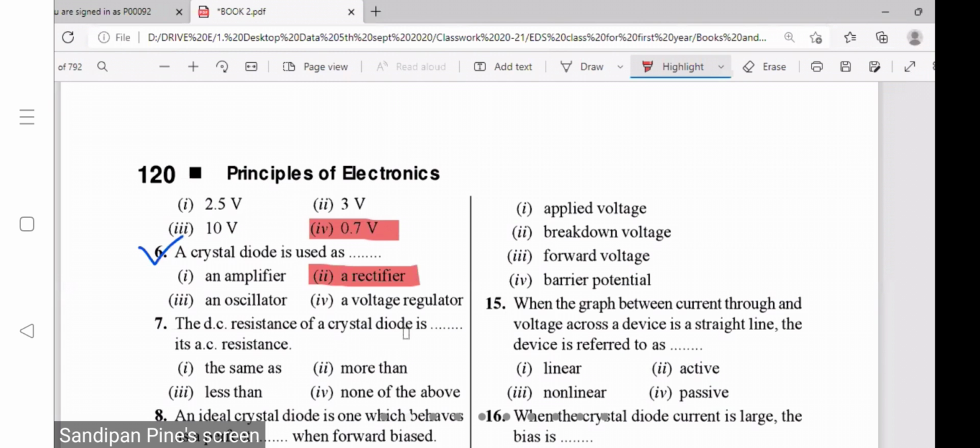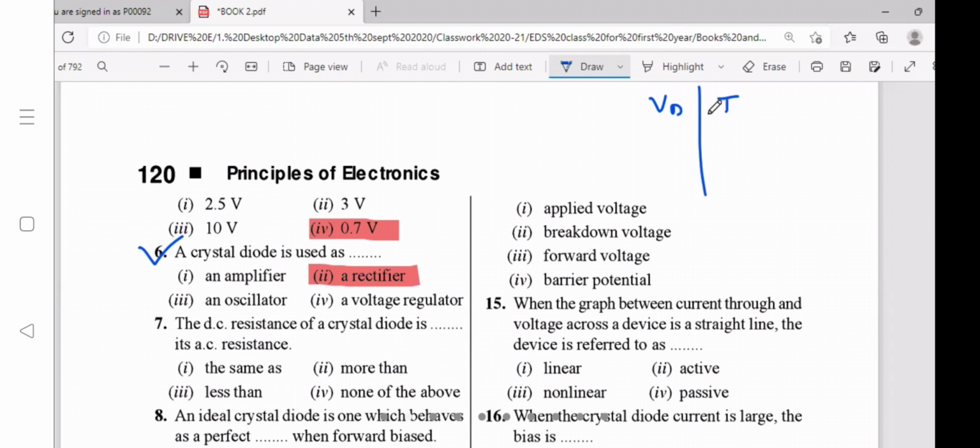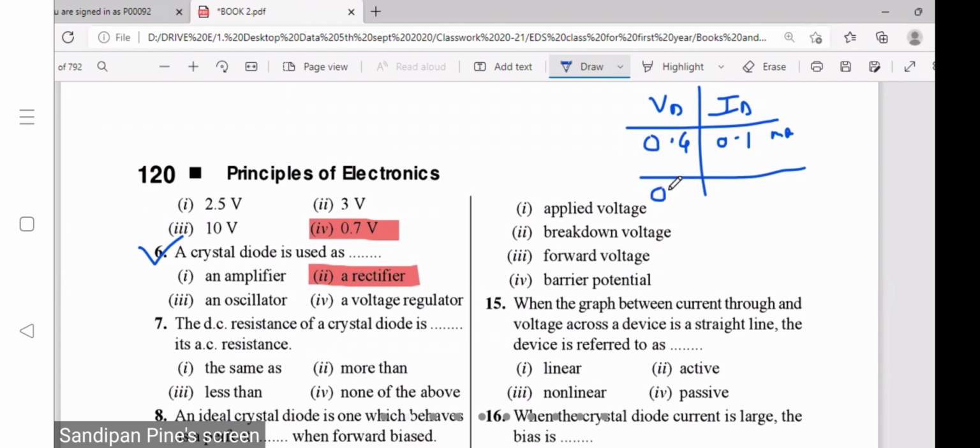The DC resistance of a crystal diode is dash of its AC resistance. Obviously DC will be more. Why DC will be more? If you remember the VI characteristics, as we told, of the diode, what we have done, we got that at 0.4 volt or something, current flow starts, 0.1 milliamps or something. Then the VD ends at 0.67 or 0.7. Current we got here 19.3 or 19.7, something we have got. So minimum voltage is 0.4 volt.